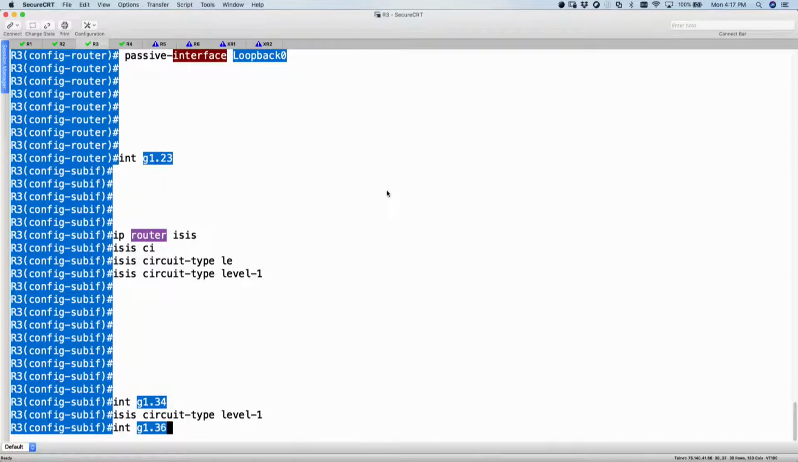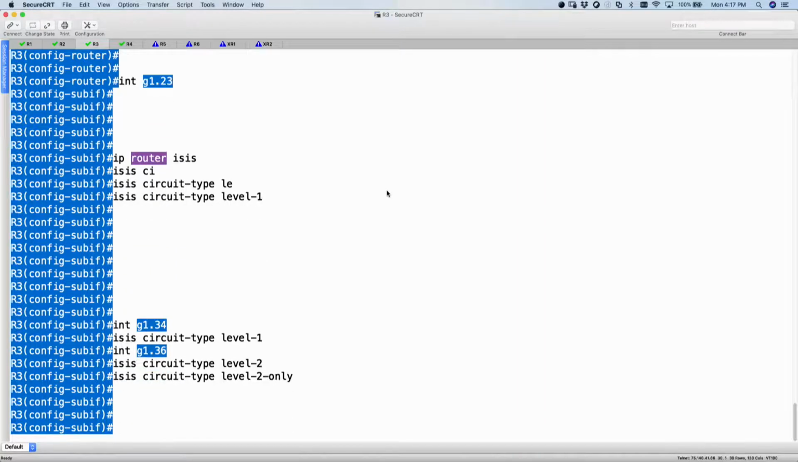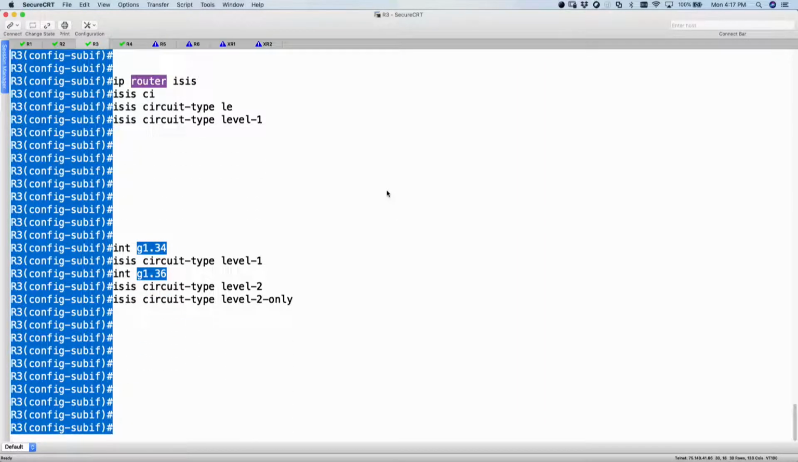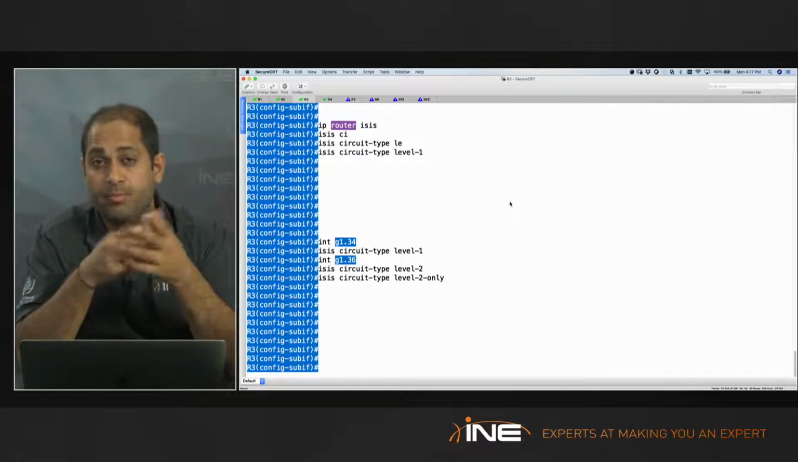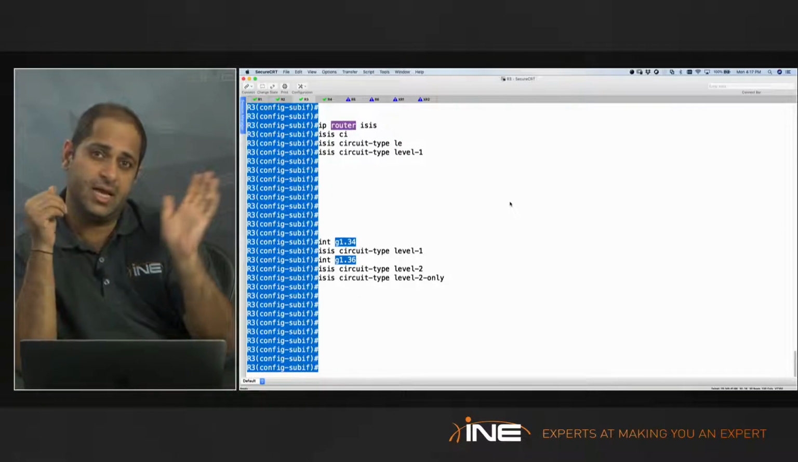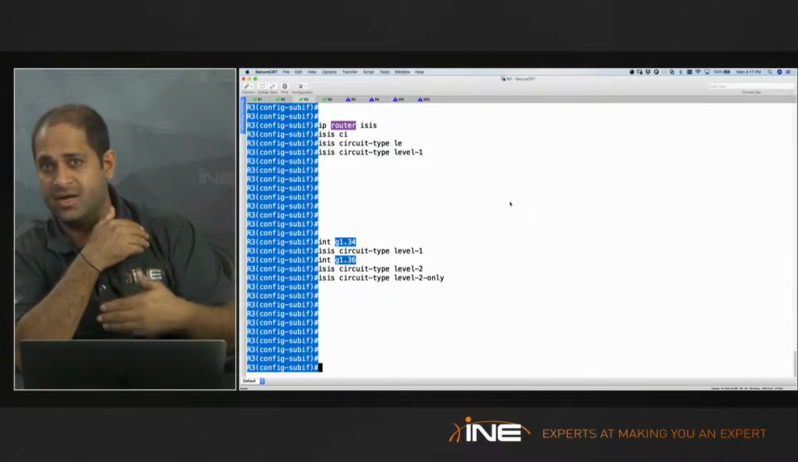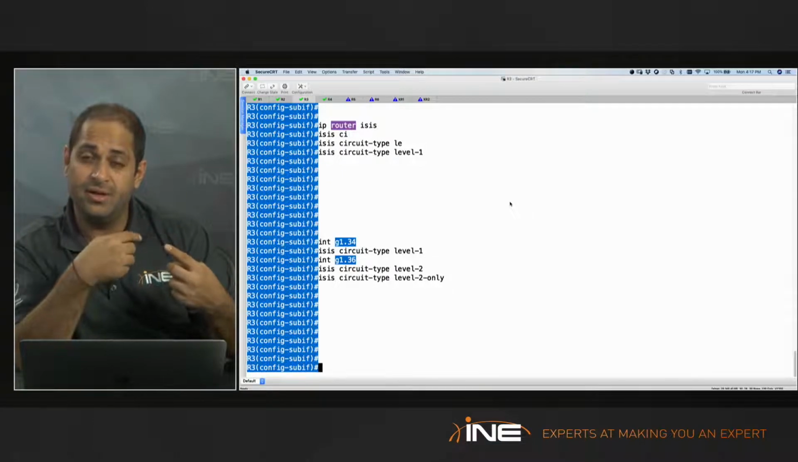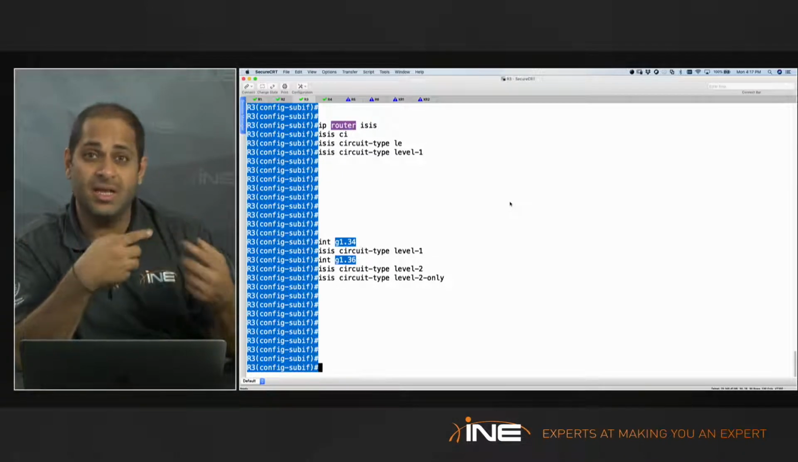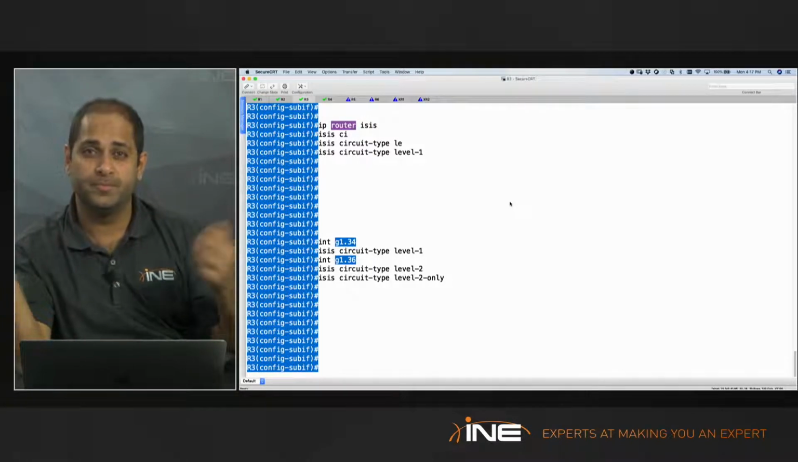And on my WAN side would be level 2. So you see right now, R3 and R4 both are running both the levels. Towards the inside, towards R2, they are running level 1, and towards R6 and R5, they are running level 2. So this is called multi-level routers, basically running multi-level ISIS. They have level 1 ISIS also, they have level 2 also. That's called multi-level.